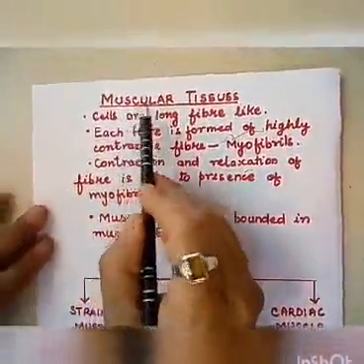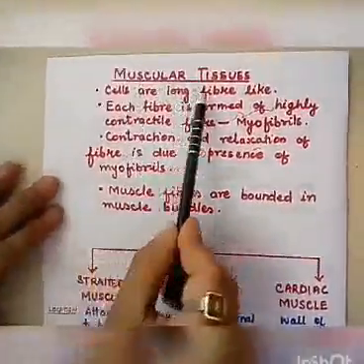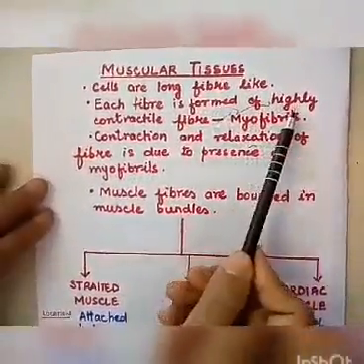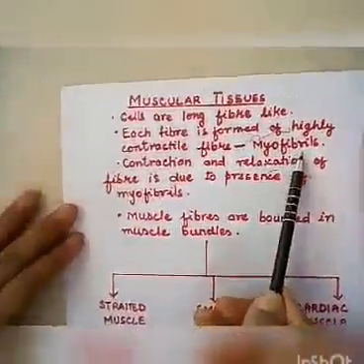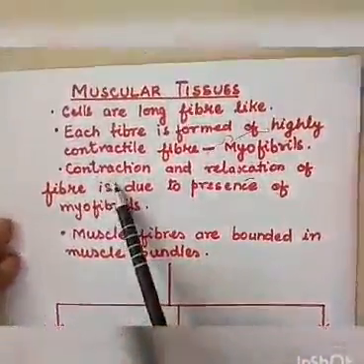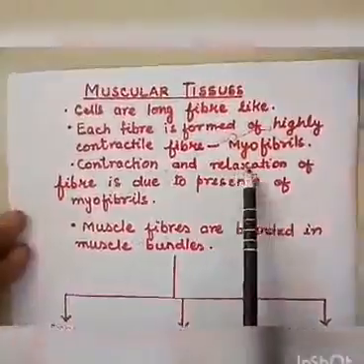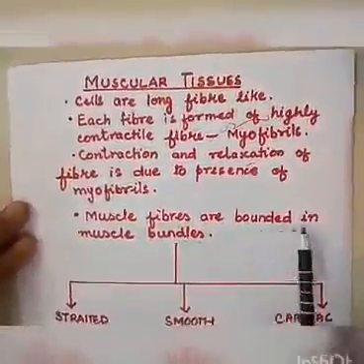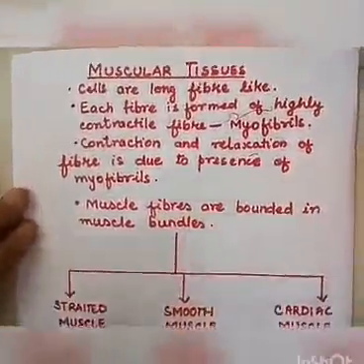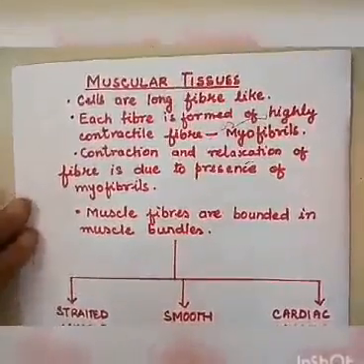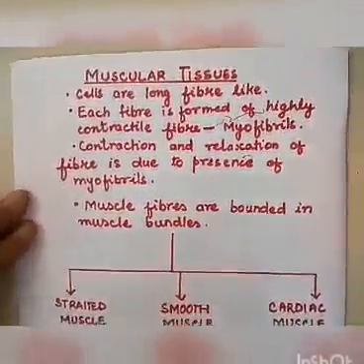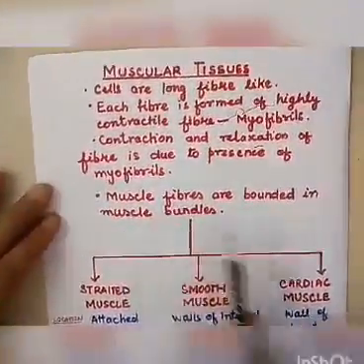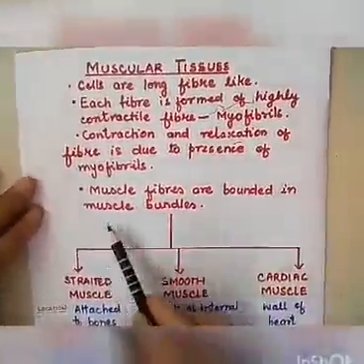Now we come to the third type of tissue, that is known as muscular tissue. Muscular tissues are long and fiber-like. Each fiber is formed of highly contractile fibers known as myofibrils. Its function is contraction and relaxation. This contraction and relaxation of fiber is due to the presence of myofibrils. These muscle fibers are bound in muscle bundles. When you do more exercise, you find your biceps and triceps come out, they develop more, and they give the shape. Why do you get that shape? Because they are bound in bundles.